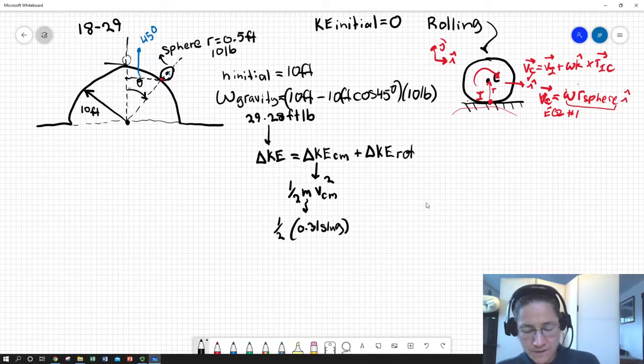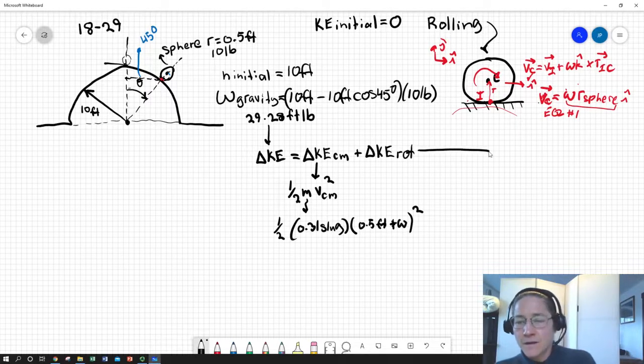So we have 1/2. And the velocity of the center of mass, because we are rolling, we can relate that to omega, which is pretty nice. So we can say we've got 0.5 feet times omega, all squared. Then we've got to add our rotational kinetic energy. We're not a particle sliding. So of course that's going to be 1/2 I sphere, so it's a sphere rotating about its center of mass, times omega squared, same omega.